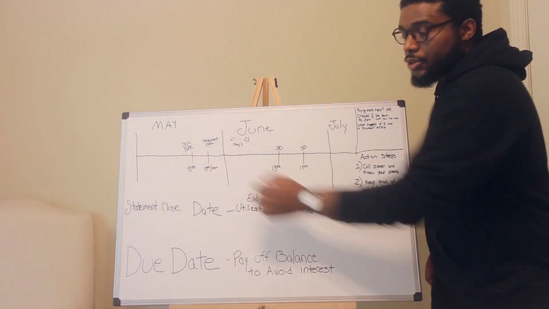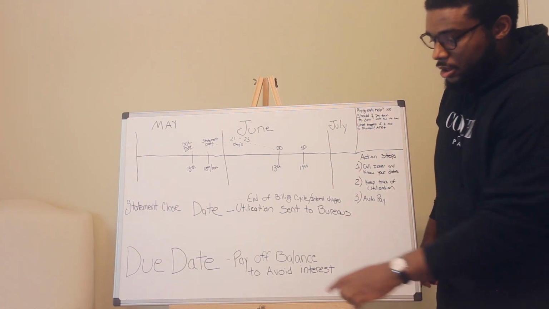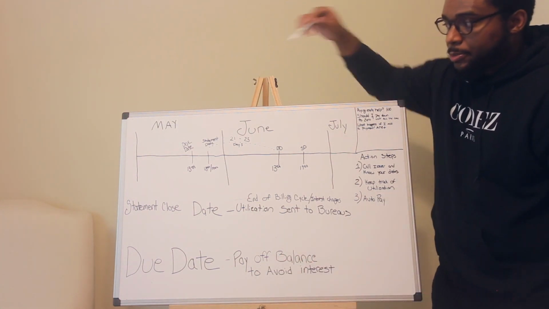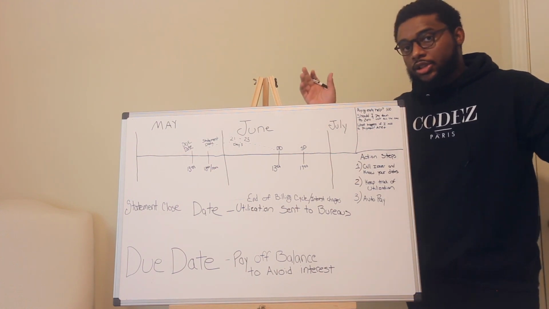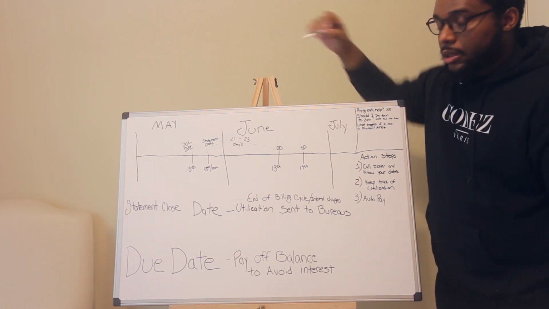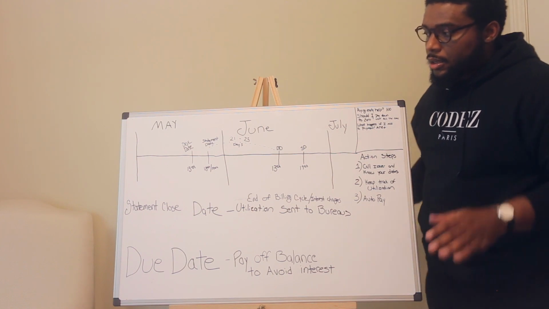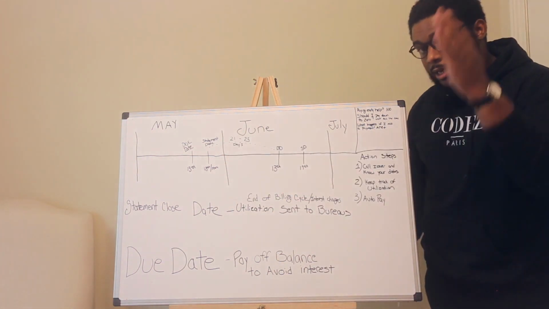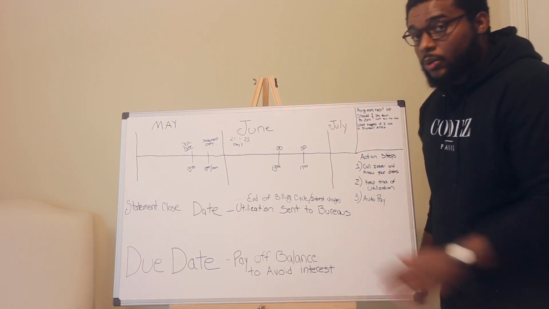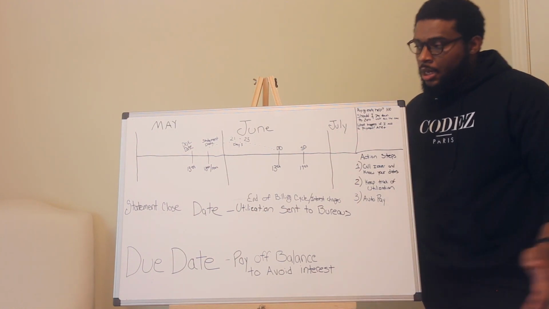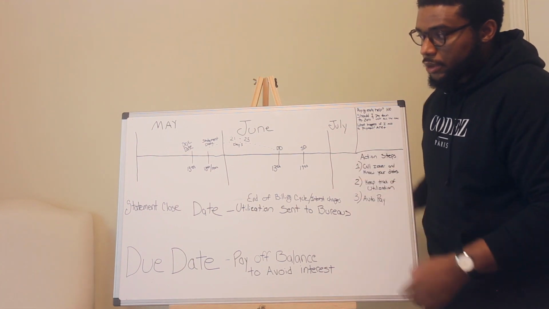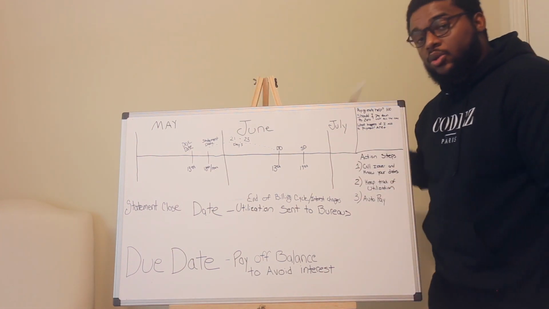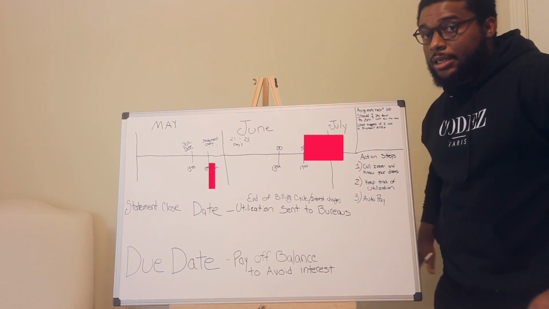If I decide on the 13th of every single month to pay off my balance, meaning in the month of May, I spent $200 at lunch. On the 13th, I pay it off completely. That means when they close down my statement, the end of my statement date, I don't have to pay any interest. As long as I pay off my entire balance on every due date, I don't have to pay any interest.